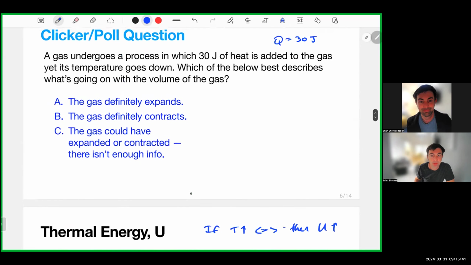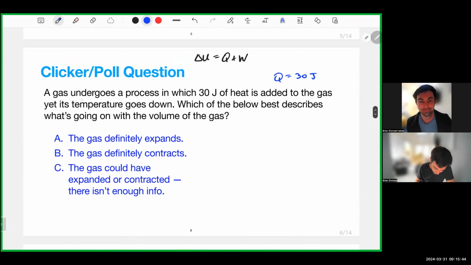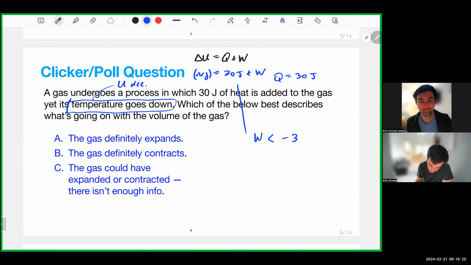So that helps us in this problem, because if we're told that the temperature goes down, then that necessarily means that U goes down, U decreases. And so if U decreases, delta U is negative. So a negative number equals a positive number, the 30 joules, plus W. So we can infer from the first law of thermodynamics here that the work done on the gas needs to be less than negative 30 joules. So from this, we can tell W is less than negative 30 joules.